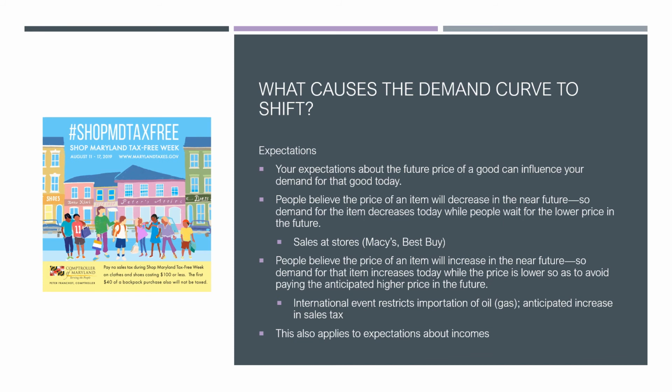The future opportunity for tax-free purchases causes people to buy less clothing at every price today, which shifts the demand curve for clothing to the left. This is a shift in the demand curve and not a movement along it, because people buy less clothing even though the price did not change.